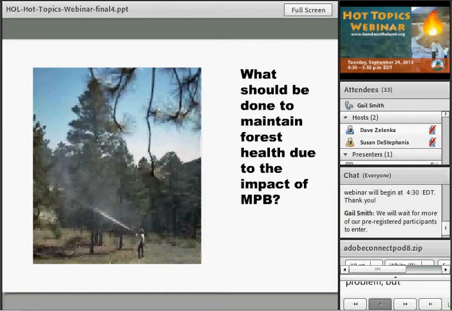So I had some of the students role play that they were working with the U.S. Forest Service or the State Forest Service.